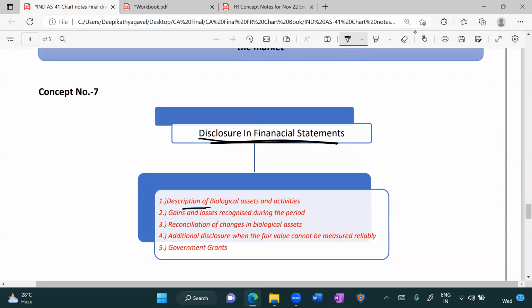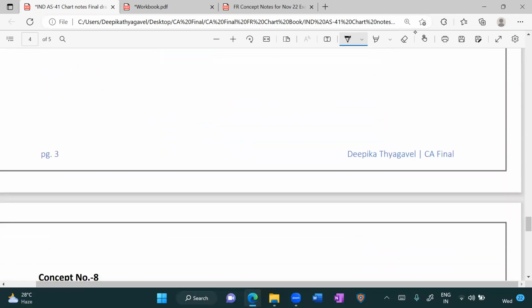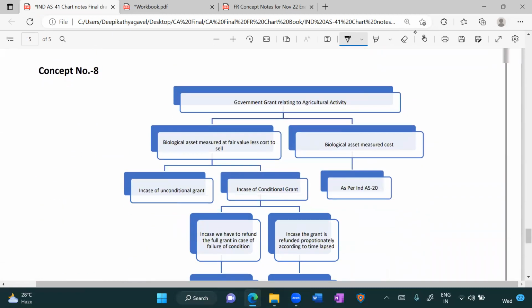Now, some of the disclosure requirements for the standard are, in the notes, you need to disclose the description of the biological assets and the activities that are being carried out, the gains and losses that you have recognized during the period out of this agricultural activity, and reconciliation of any changes that happen in this biological asset. Additional disclosure is needed when the fair value cannot be measured reliably. We discussed, right? When you're recording at cost, you're not able to find out the fair value reliably. So then you need to have additional disclosure, and in case there are some government grants given for agricultural activity, you need to disclose that as well, right?